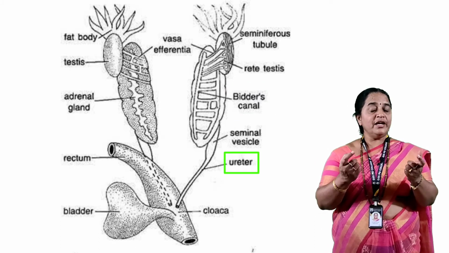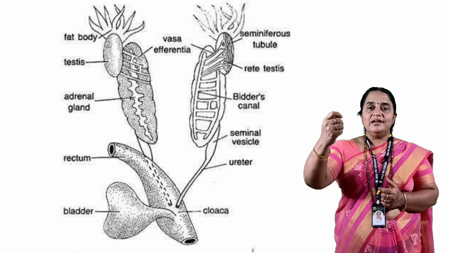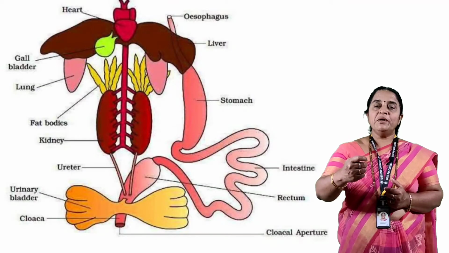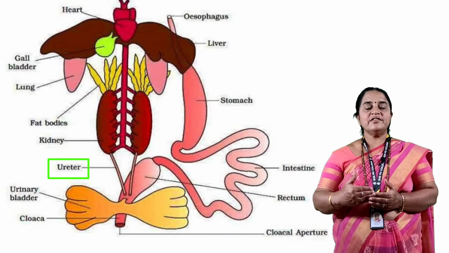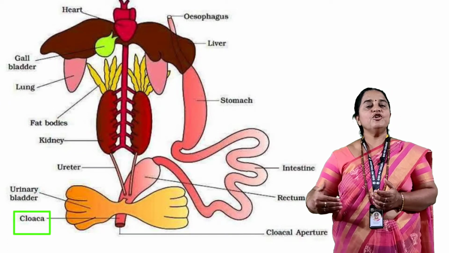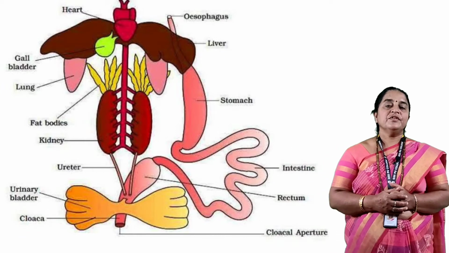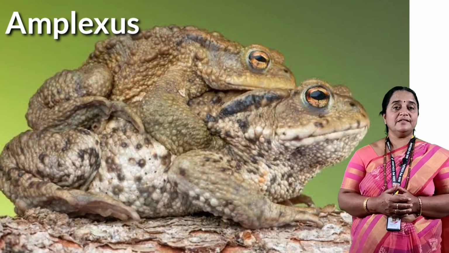The ureter, as I already told you, arises from the kidney. So the testis will give sperms to Bidder's canal. Bidder's canal will open into the ureter, and from the ureter the sperms are released into the cloaca, and through the cloacal aperture the sperms are released outside during the process called amplexus.